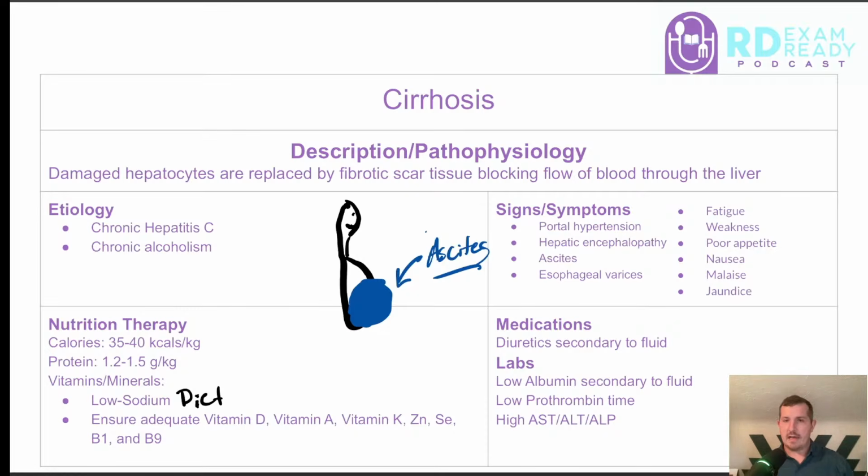So take a look at these labs. We have a low albumin, and that's going to be secondary to the fluid, right? The albumin will look low, but it's not actually low. It's the fact that it's surrounded by fluid from the water retention in the ascites. So albumin looks low, but it's not actually low. It's probably the high amount of fluid surrounding it.